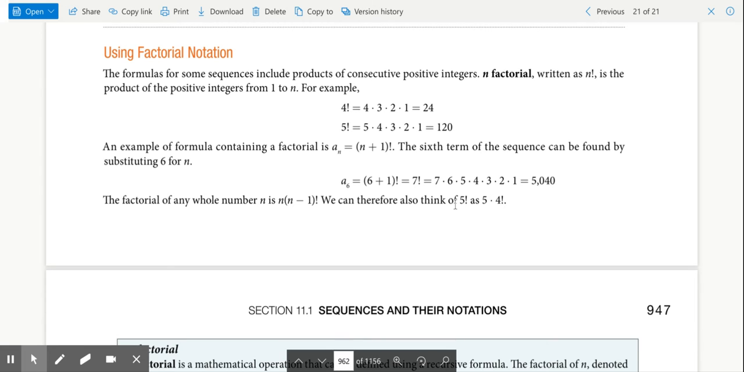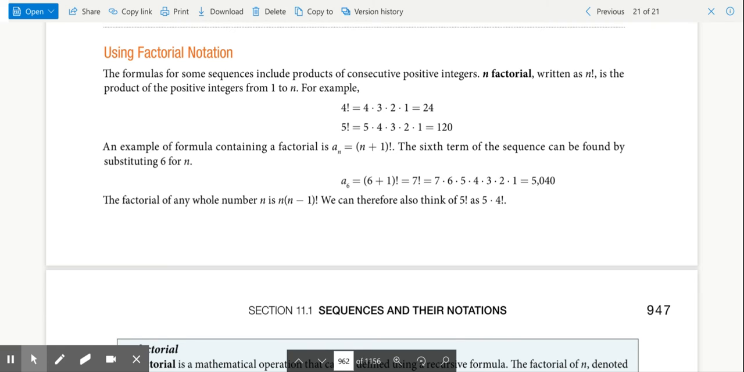Also, we can split up factorials. So we can say, okay, 5 factorial is the same as 5 times 4 factorial, right? Because that would be 5 times 4 times 3 times 2 times 1. And this would be 5 times 4 times 3 times 2 times 1, right? So I can split up factorials. And this can be useful if we want to cancel things with factorials.